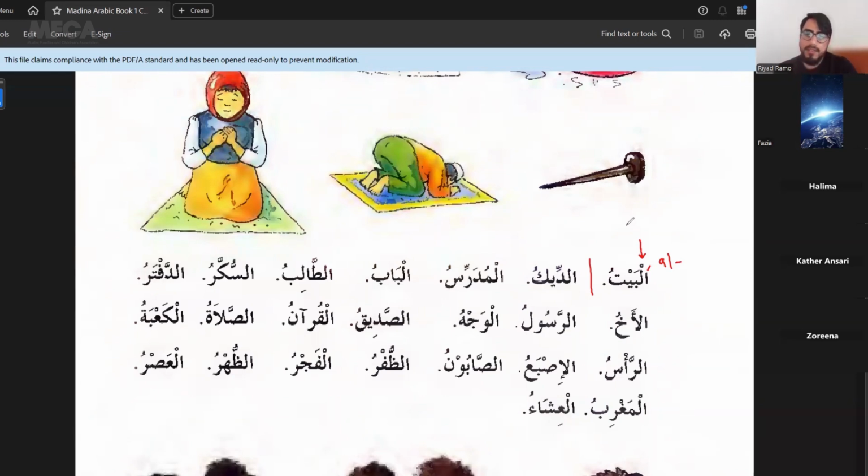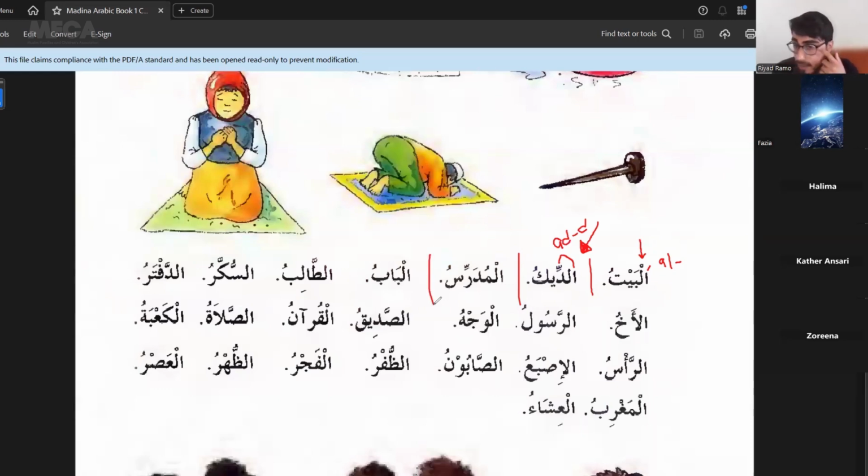Next, the next one, Fazia. Read and translate. Aldico. Adiku. Adiku. Very good. Adiku, yes, like this. Very good. And what does that mean? Rooster. The rooster. Very good. Okay, next one. I'm going in order by my list.